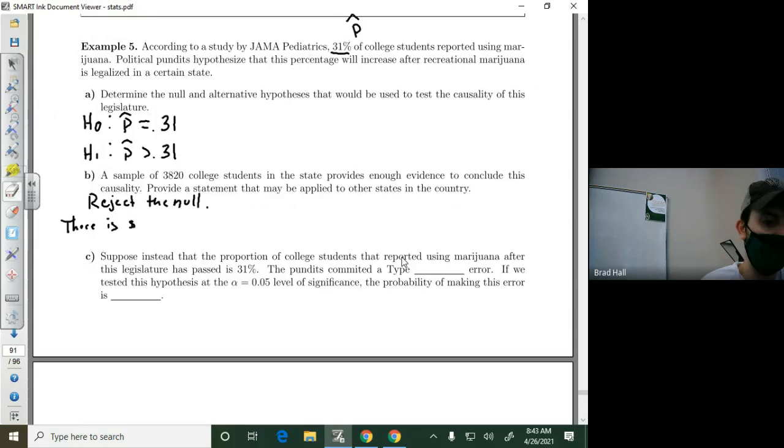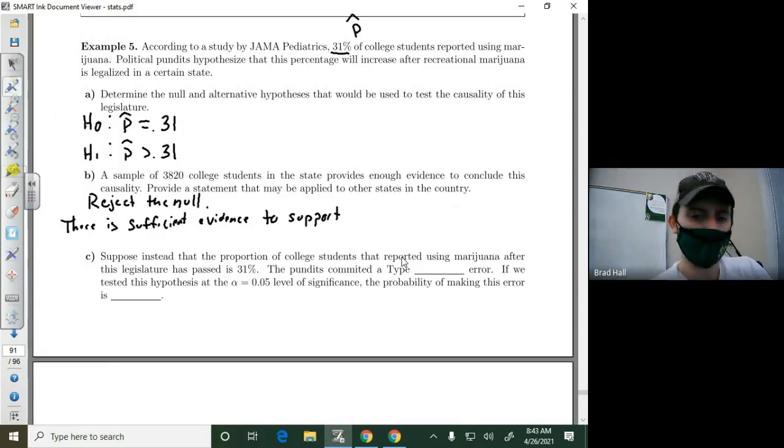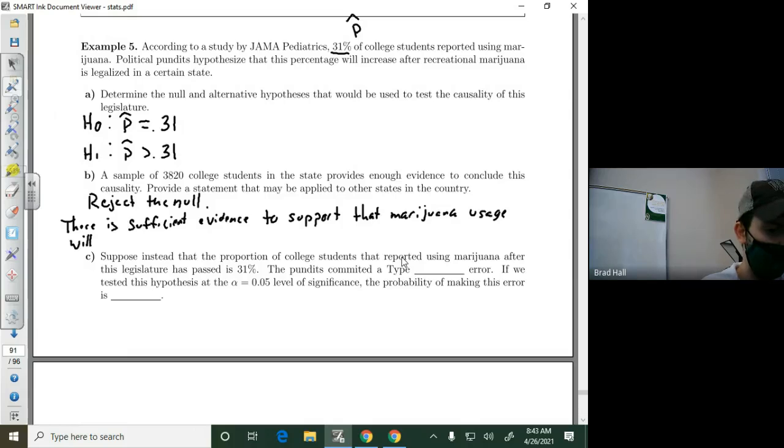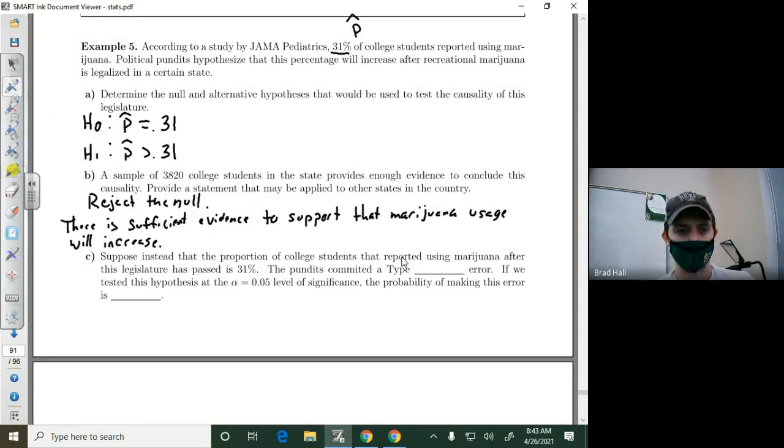This is what we just did in the last problem, actually. There is sufficient evidence to support that marijuana usage will increase. Again, this is based solely on whether we reject the null hypothesis or don't reject the null hypothesis.